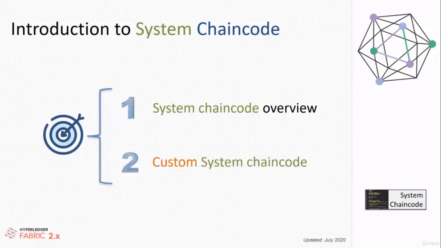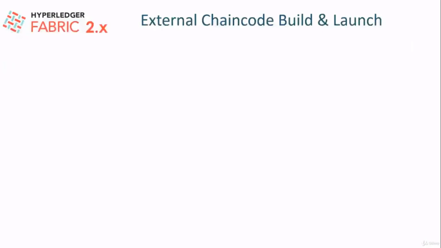This system chain code is part of the peer binary by default, but the integrators can change the system behavior by implementing custom system chain codes. Fabric 2.x supports the externalization of the chain code build and chain code launch. Let me explain what that means.